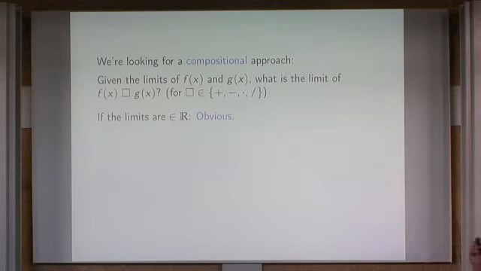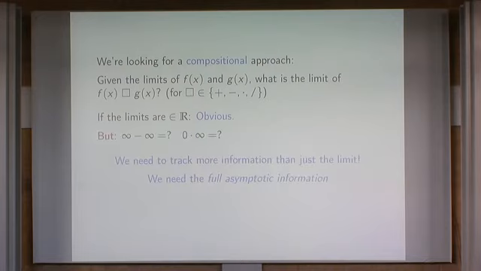It's just, at least for the plus and the minus and the times, it's just the obvious thing. But the question is, what happens if you have something like infinity minus infinity or 0 times infinity? Then you run into trouble, because if you have something like x squared minus x, then both individual ones go to infinity, and the difference suddenly, well, you don't know. The problem is you have to track more than just the limit.